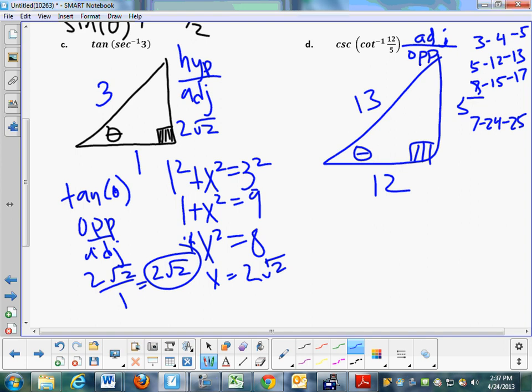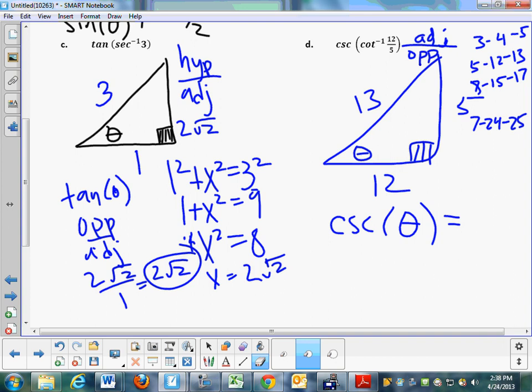Okay, so now what we need to do is find the cosecant of theta. Right? If I cotangent inverse, I come up with theta. What's the cosecant of theta? Got it? You got it.